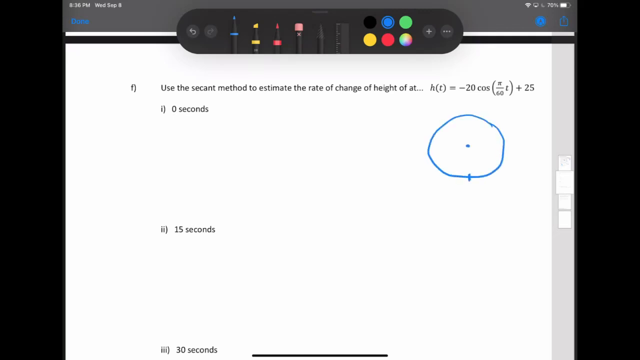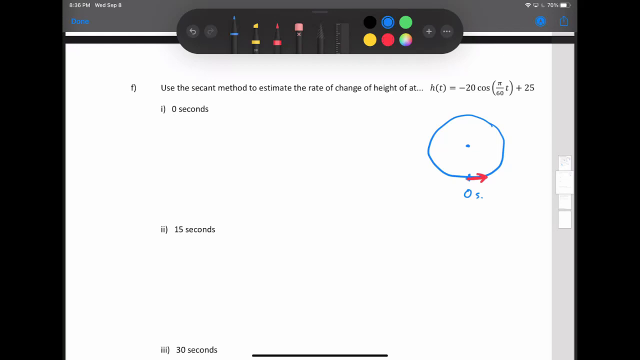Down here at 0 seconds, the Ferris wheel is going to be moving this direction if I draw the tangent to the circle at that point. So what's the rate of change of height of something moving to the right? The answer is it's not changing height. So we should expect a value of approximately 0. Now, of course, our secant method is going to be an approximation anyway, but it should be approximately 0.